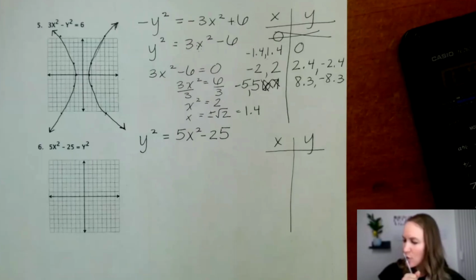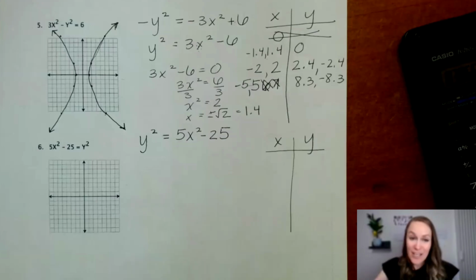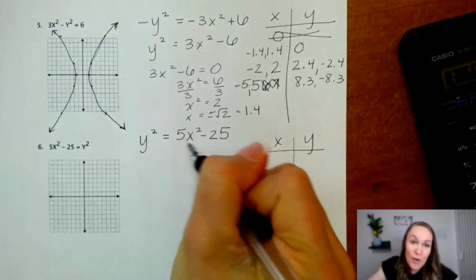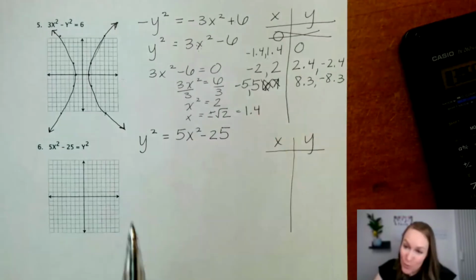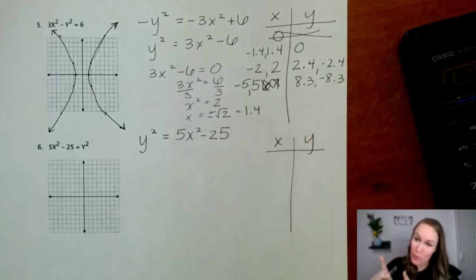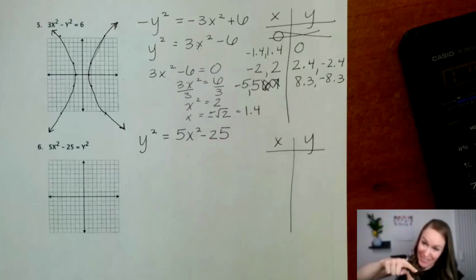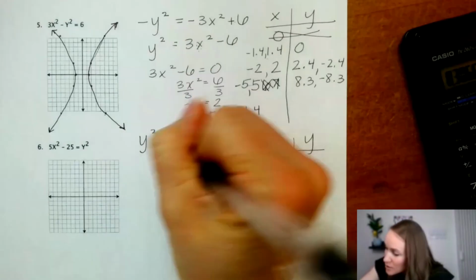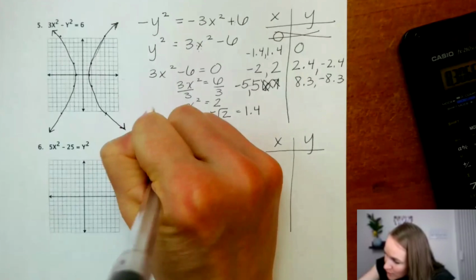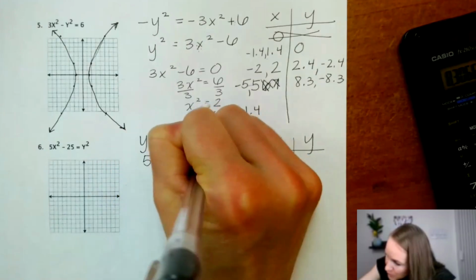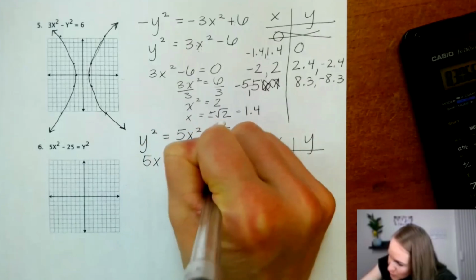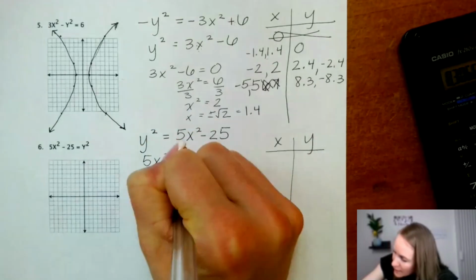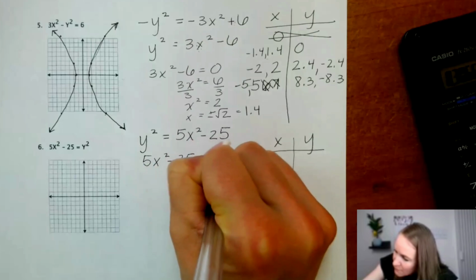Okay, so I am kind of seeing that 0, right? So I want to know where y is 0. So if I take this and set it equal to 0, it will tell me what x value I need to plug in to get 0. So I have 5x squared minus 25 equals 0. 5x squared equals 25. And then x squared equals 5, right?